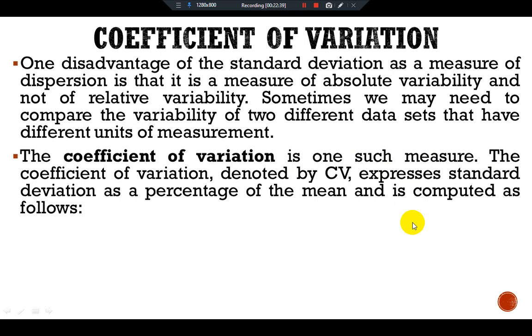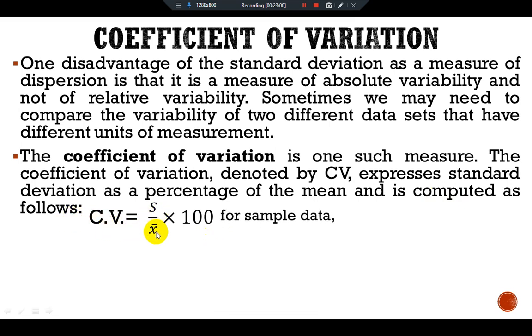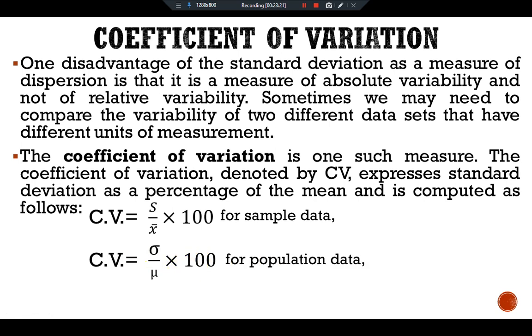The coefficient of variation, denoted by CV, expresses standard deviation as a percentage of the mean and is computed as follows. For sample data, the coefficient of variation is s divided by x bar multiplied by 100, and for population data, the coefficient of variation is equal to sigma divided by mu multiplied by 100.